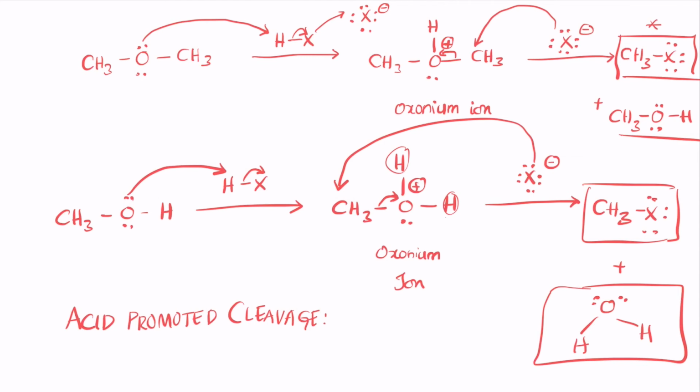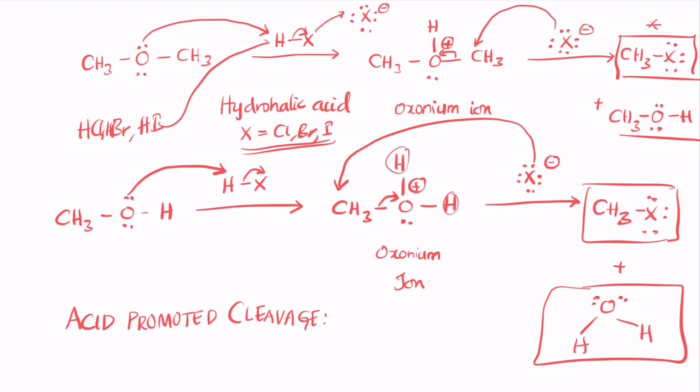So the X can be any one of the halogens. Notice that it has to be a hydrohalic acid. Preferably the X has to be chlorine, bromine or iodine. The reason is that this is an SN2 reaction, and SN2 reactions only work well with chlorine, bromine and iodine. It does not work that well with fluorine. So that's the reason we end up with HCl, HBr or HI. Those are the best acids that can be used.